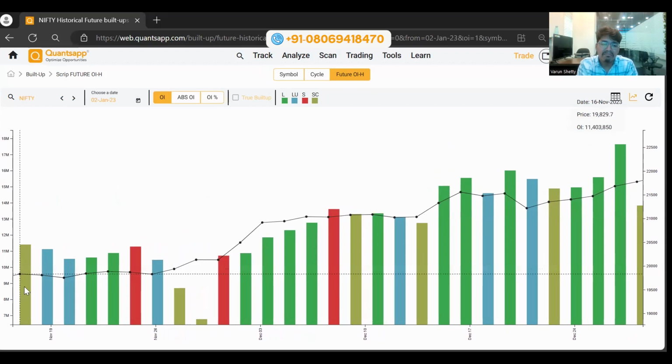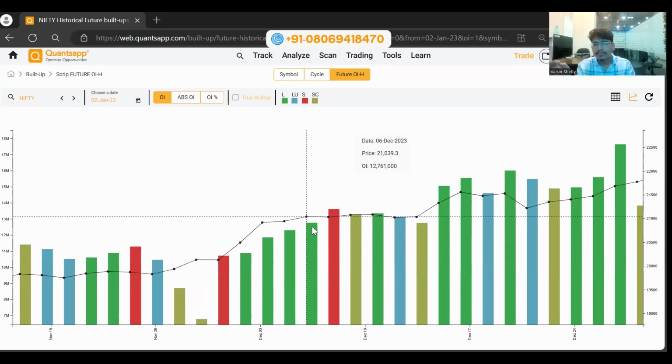The black line is futures price. This is data on an EOD basis, so every day you can see the dates. The black line shows the closing price of each day. The bars show you open interest, so what the open interest was on that particular day. You can see the OI built up and OI unwinding. There are 4 colors: green, blue, red, and yellow. Green is identified as long, blue is identified as long unwinding, red is identified as short, and yellow is identified as short covering.